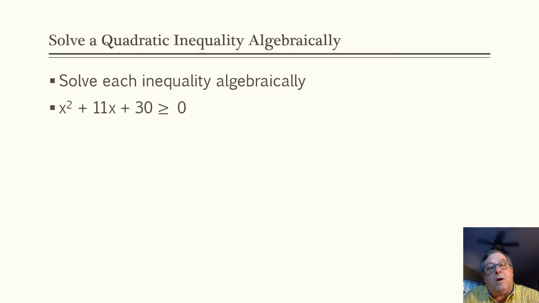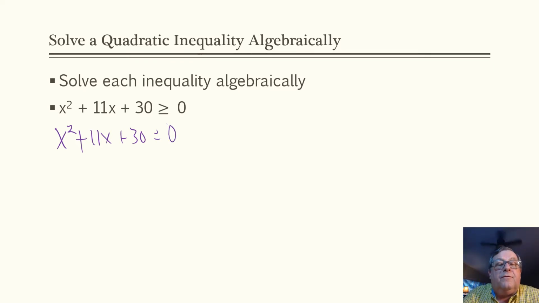So here we got x squared plus 11x plus 30 is greater than or equal to 0. Let's set that as an equality. The only thing I'm going to change here is the equal sign, just doing that for the ease of this. So now I'm looking for two numbers that are going to multiply to 30 and add to 11. I believe 6 and 5 can do that. 6 times 5 is 30. 6 plus 5 is 11. So I got x plus 6 times x plus 5.